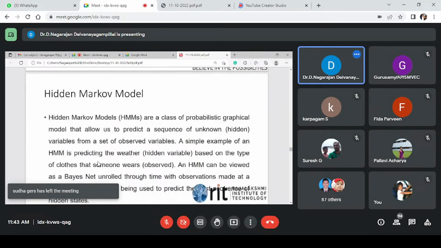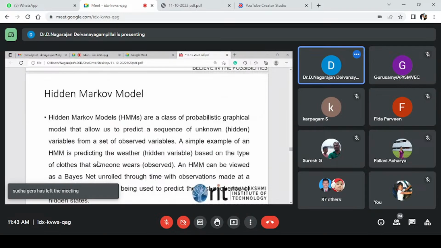Another part of Markov models is the hidden Markov model. Hidden Markov models are a class of probabilistic graphical models, and they are very useful in unsupervised learning in data science, allowing us to predict a sequence of unknown variables from a set of observed variables. A simple example of a hidden Markov model is predicting the weather based on the type of clothes that someone wears. A hidden Markov model can be viewed as a Bayes net unrolled through time, with observations made at a sequence of time steps being used to predict the best sequence of hidden states.